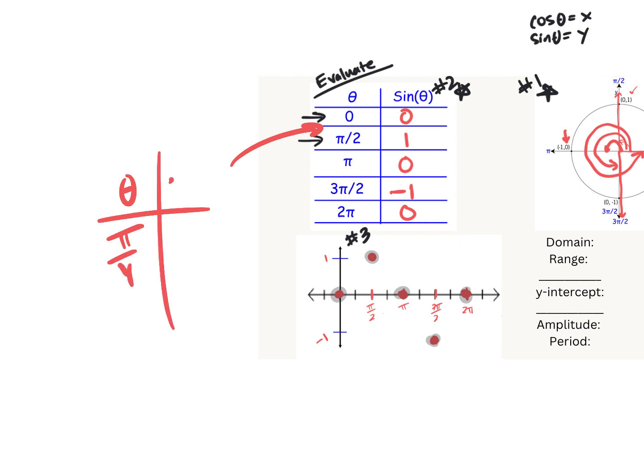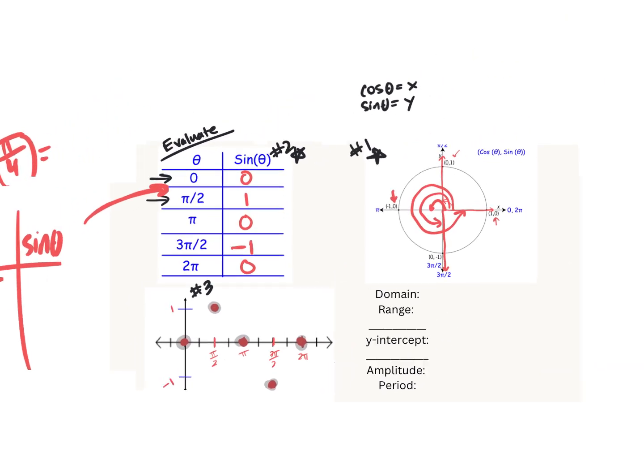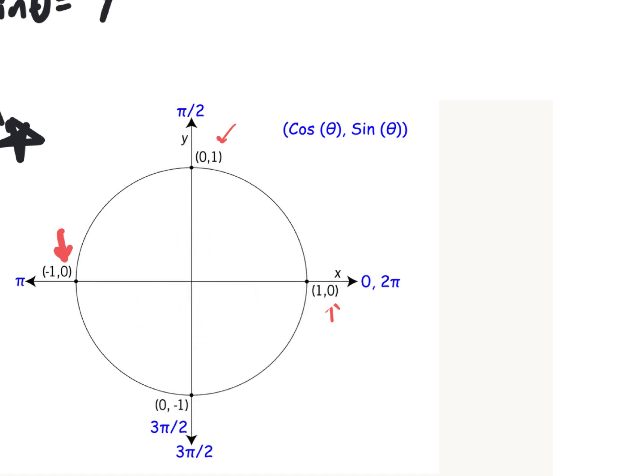I'm going to evaluate theta at pi fourths. Now remember, I'm evaluating this in sine. So I'm evaluating the sine of pi fourths. Well, let's go over to our unit circle. The sine of pi fourths is going to be right halfway between 0 and pi halves. So you can see a triangle forming. So this angle right here is pi fourths.